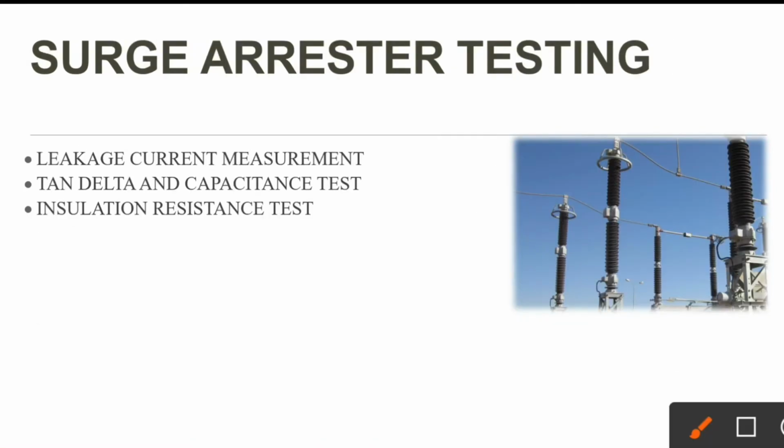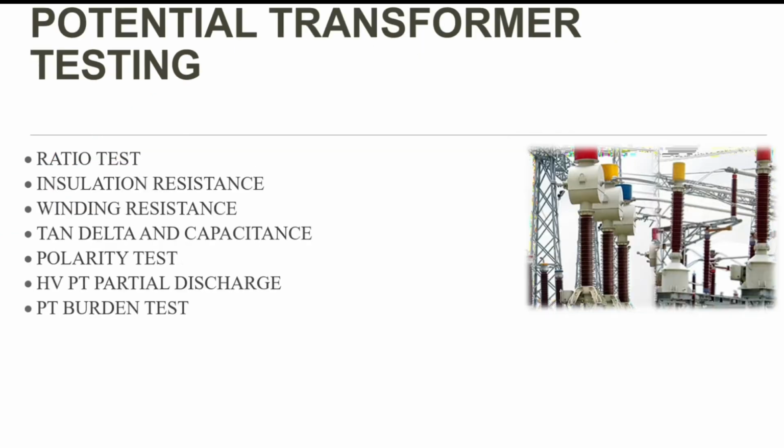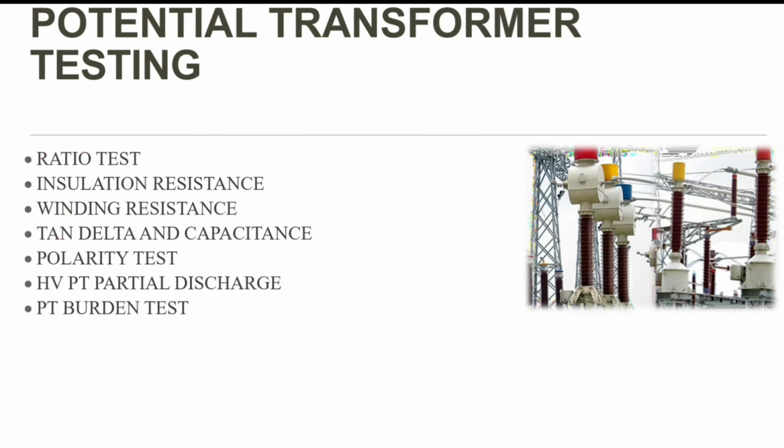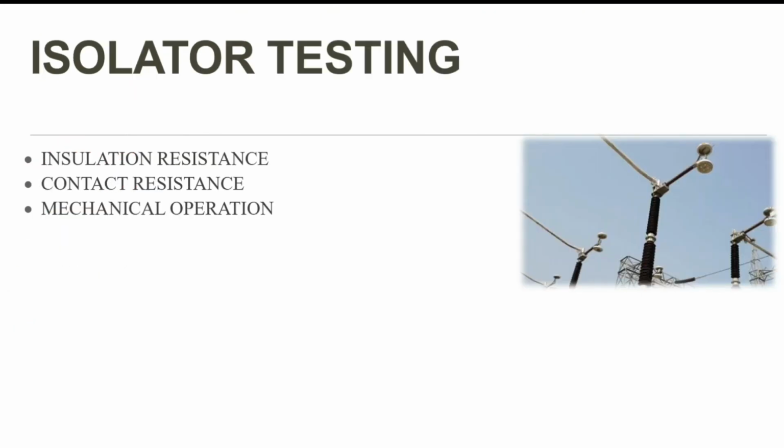Over here we can see the surge arrestor test. This includes leakage current measurement, tan delta, and insulation resistance test. Next one is potential transformer testing. In this test we need to perform ratio test, as we already said, insulation resistance, winding resistance, tan delta, loss angle, polarity, HV PT partial discharge, and PT burden test. Next one is the isolator test.